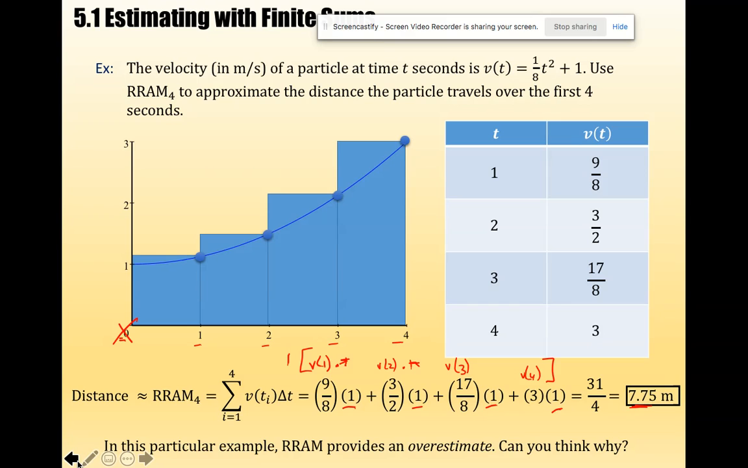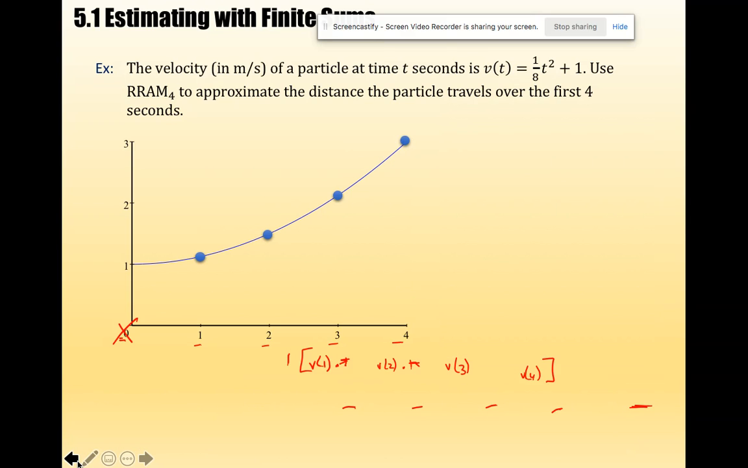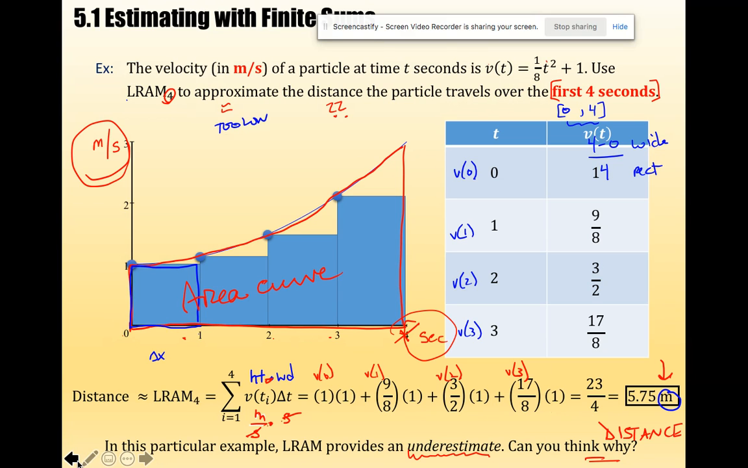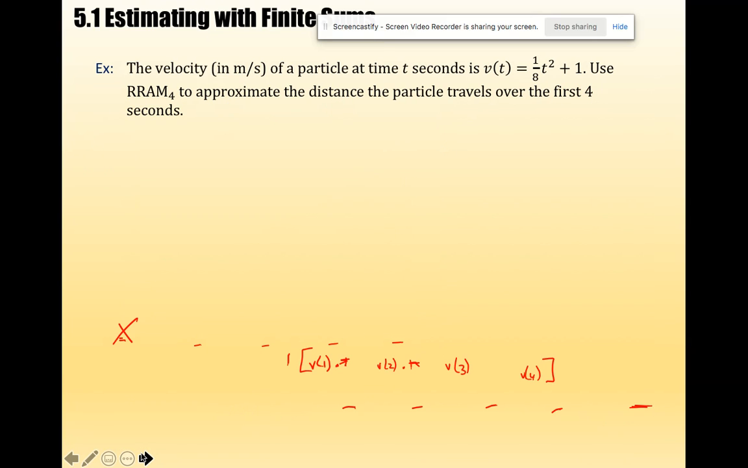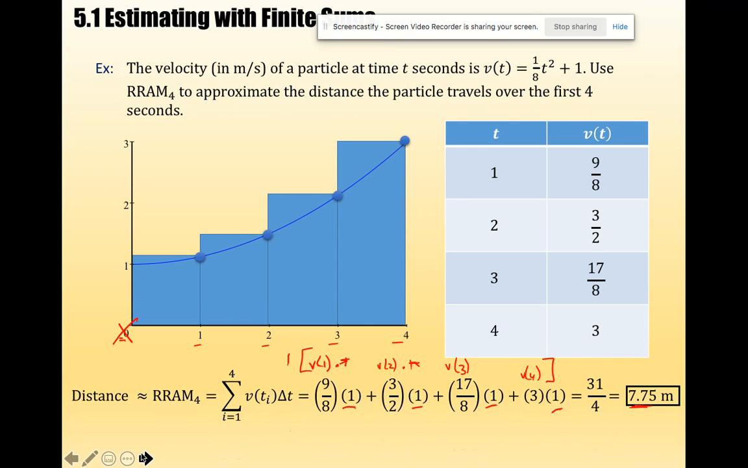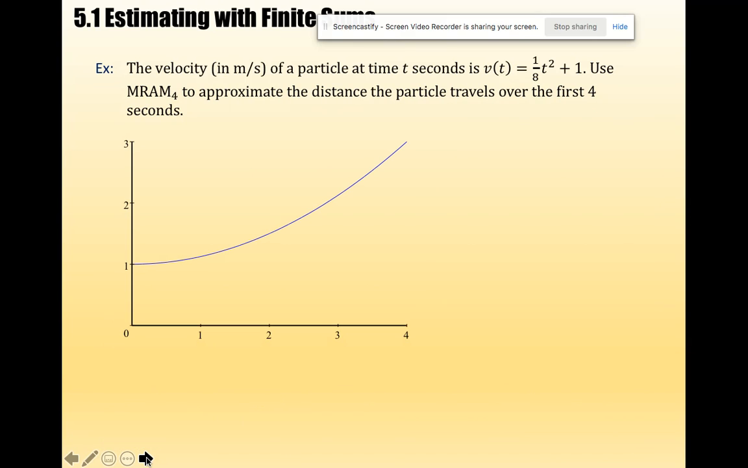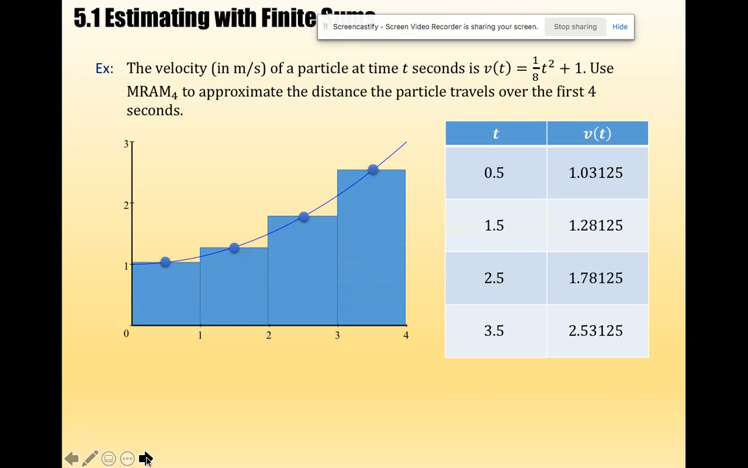Now remember, the first one was too low. I don't know, I forget already. 5.75 was LRAM. 7.75 was RRAM, and that was too high because I had an increasing function. Here's MRAM. And again, I'm just going to show you what this looks like. I had this drawn automatically. I certainly am not calculating all of those out. Again, I'm letting my calculator do that.